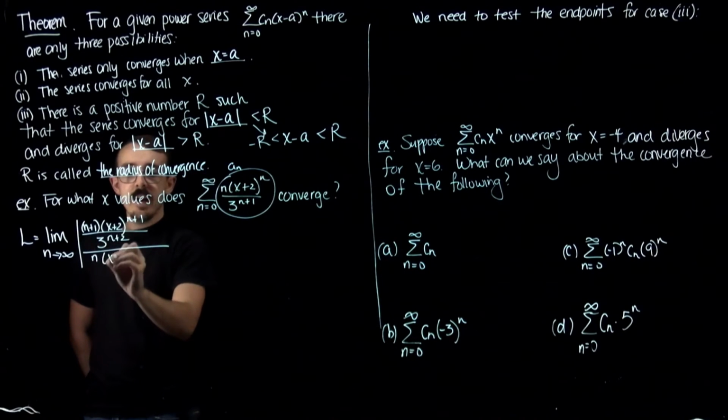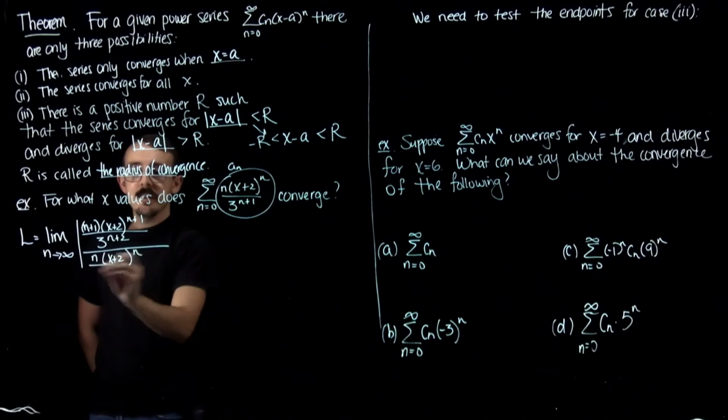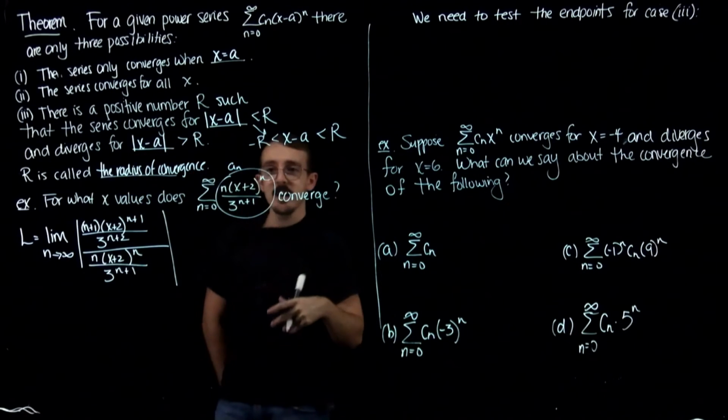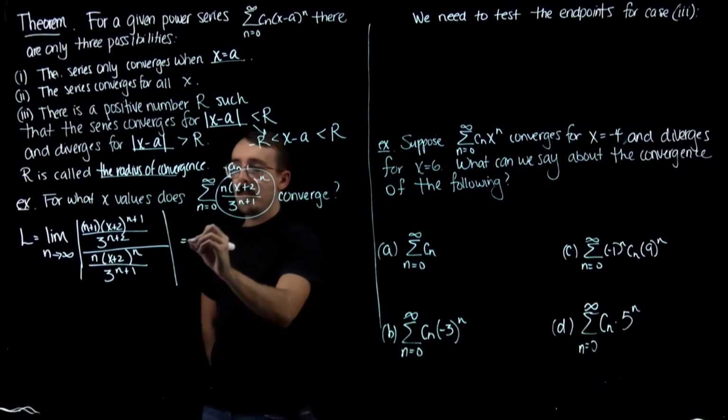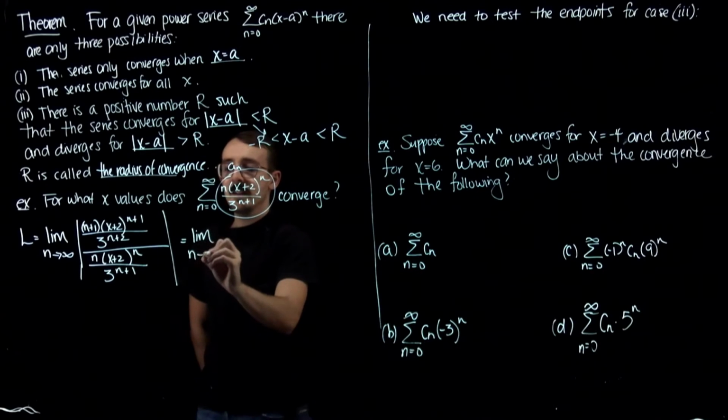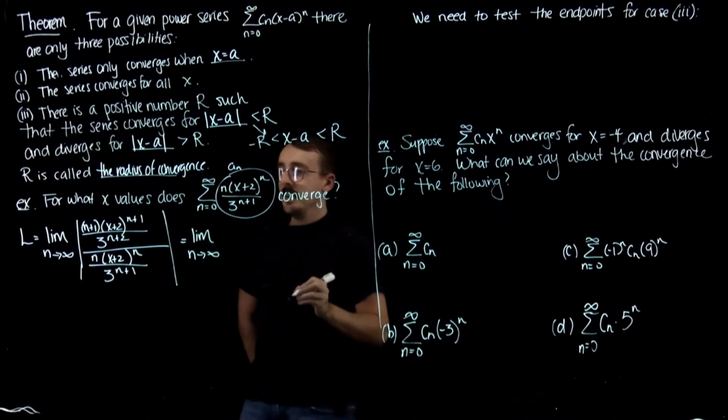So this is just n times (x plus 2) to the n, divided by (3n plus 1), raised to the n plus 1. So our goal is going to be to simplify this. So this is the limit as n goes to infinity. Now what do we have here?